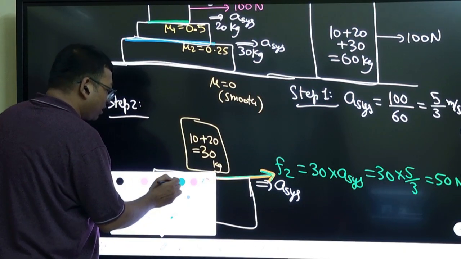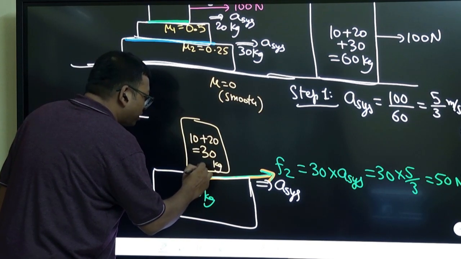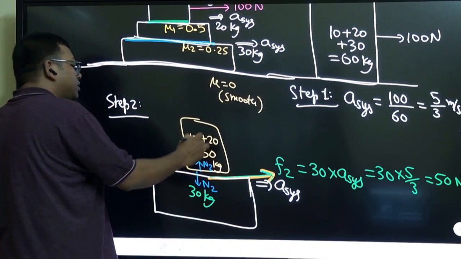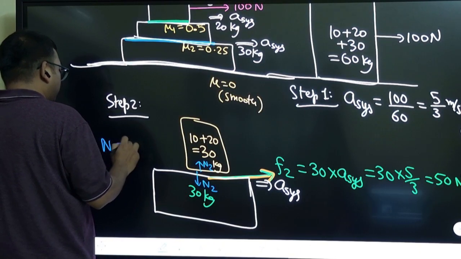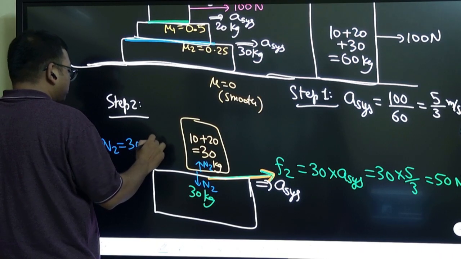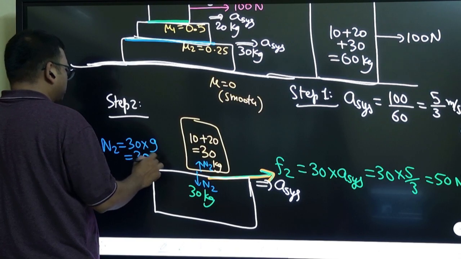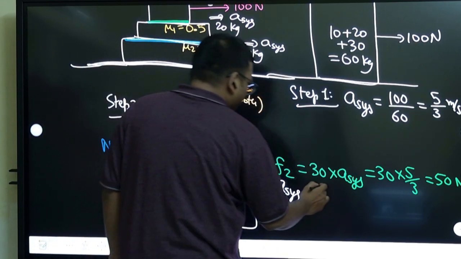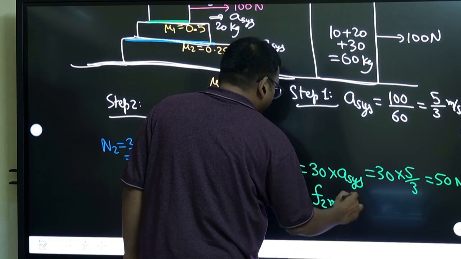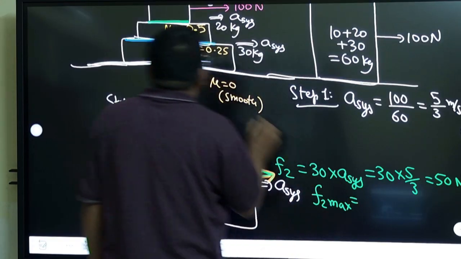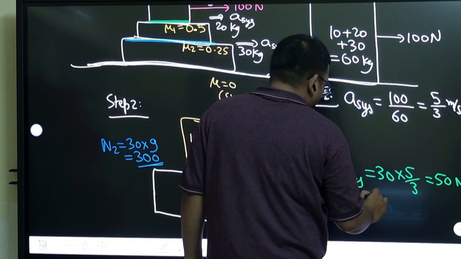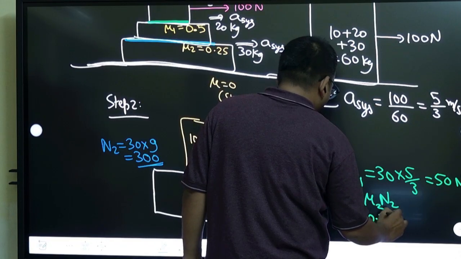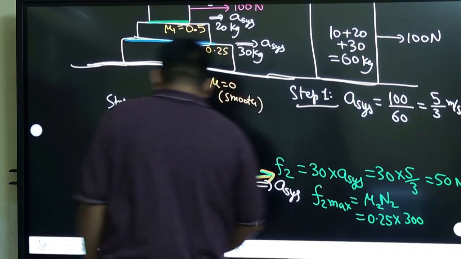So here let us say the normal I am talking about, this normal N2 will be acting here upward and the same normal N2 will be acting here. That N2 must be supporting 30 kg. So N2 must be M into G, so 30 into G. Let us take G as 10, so this is 300. Now we'll calculate the maximum value of this friction F2. The maximum value of this friction is mu into N2. They have given mu for this surface as 0.25. So mu2 into N2, mu is 0.25 and normal is 300. So how much will this come?